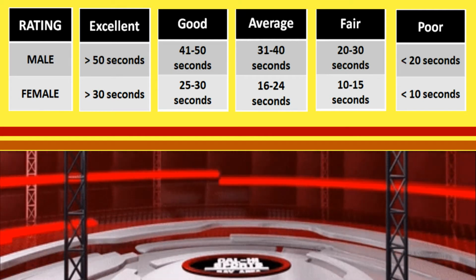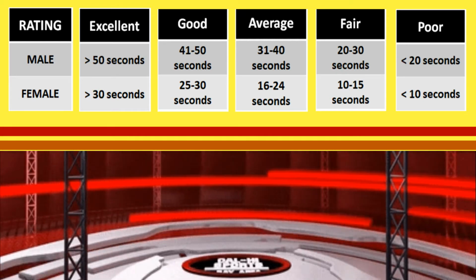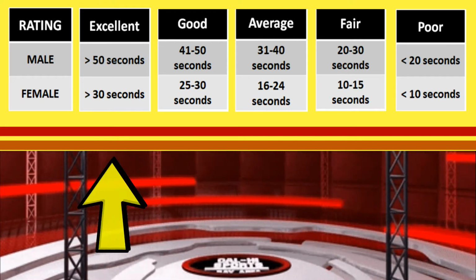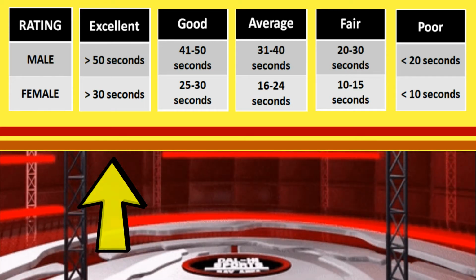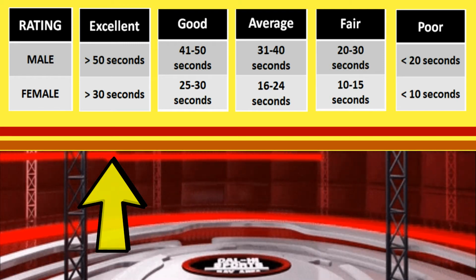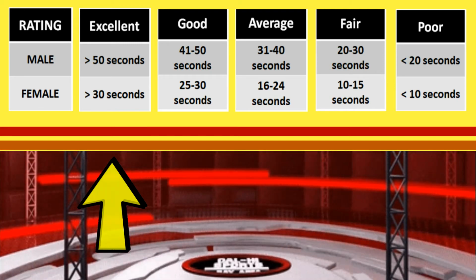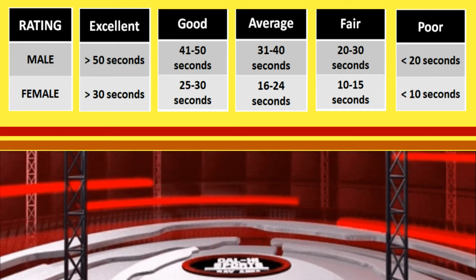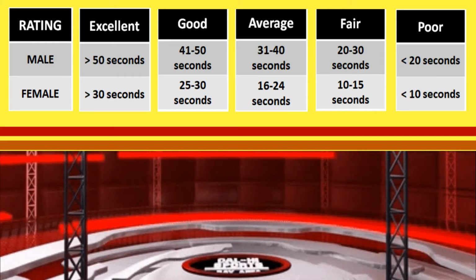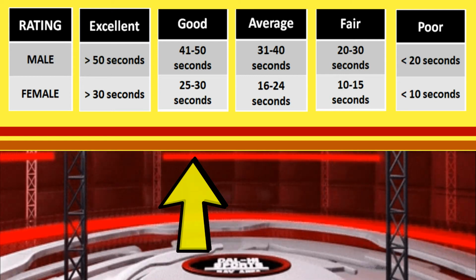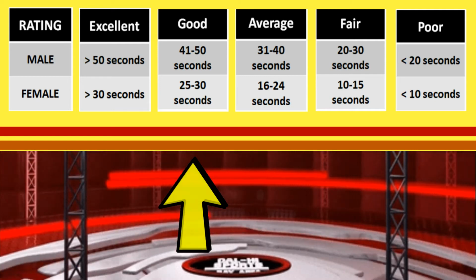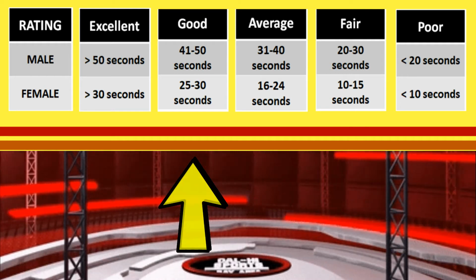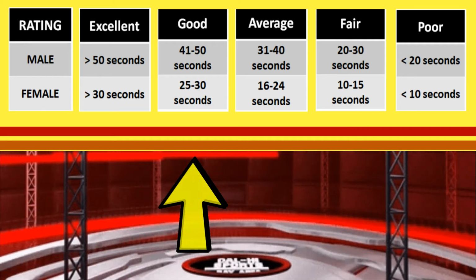These are the following ratings for Stork Balance Stand Test. To be rated excellent, male must score more than 50 seconds, while female must score more than 30 seconds. You will be rated good if for male, you scored 41 to 50 seconds, and for female, you scored 25 to 30 seconds.